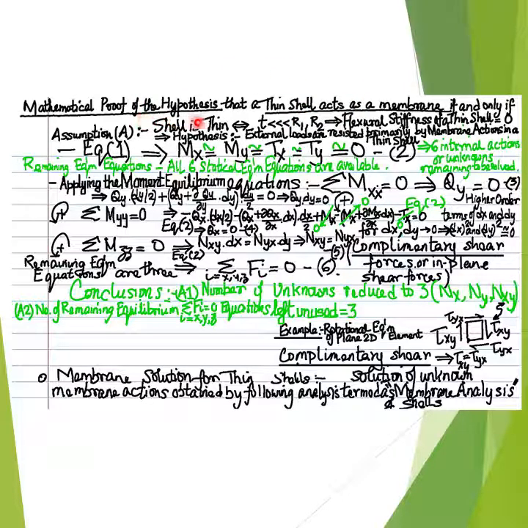In case such a hypothesis that a thin shell acts as a membrane, thus implying that the flexural rigidity or the bending stiffness of the thin shell is negligible or zero, and hence the external loads acting on the thin shell element have to be resisted primarily by membrane actions.